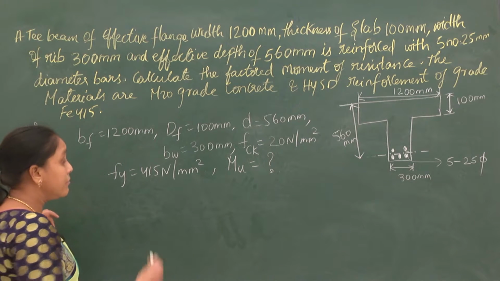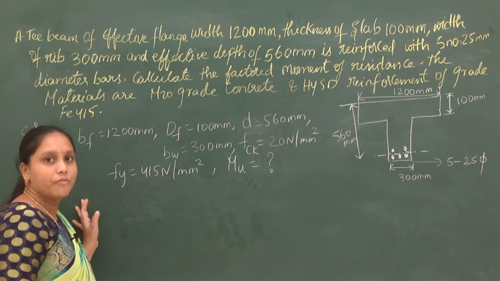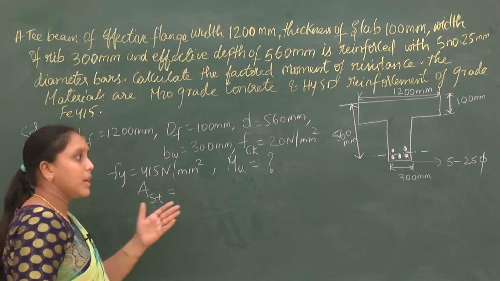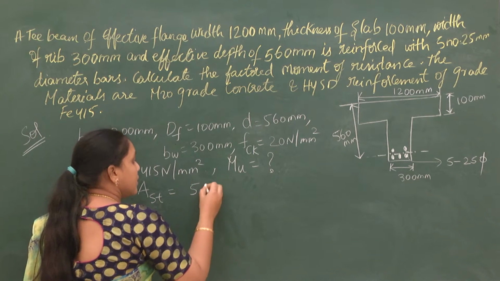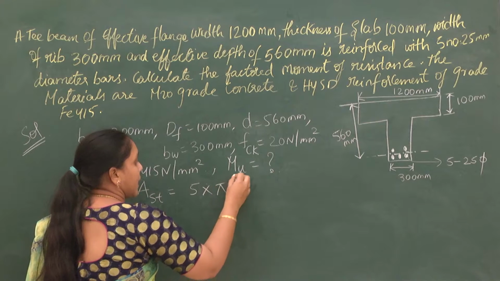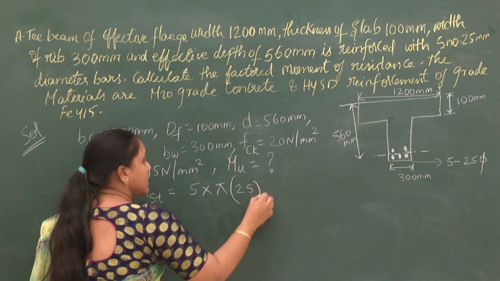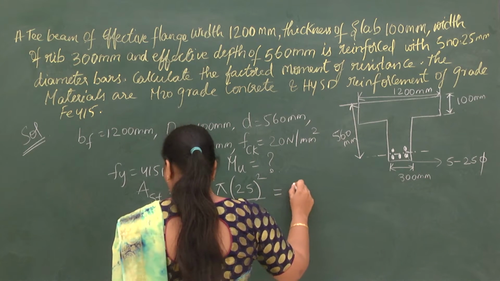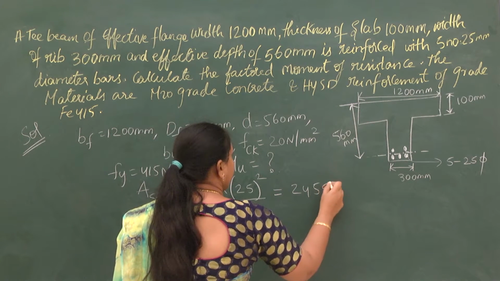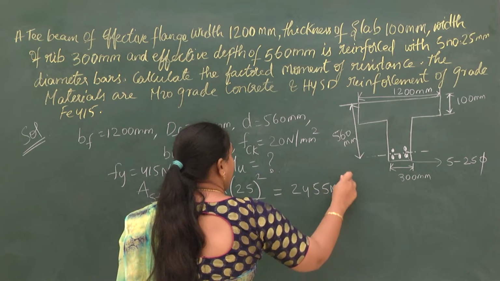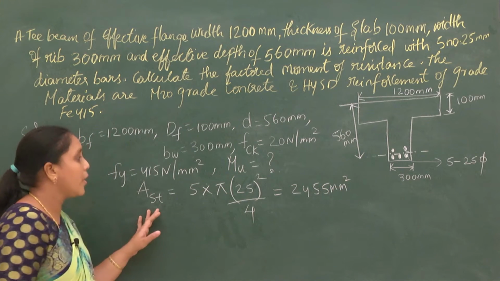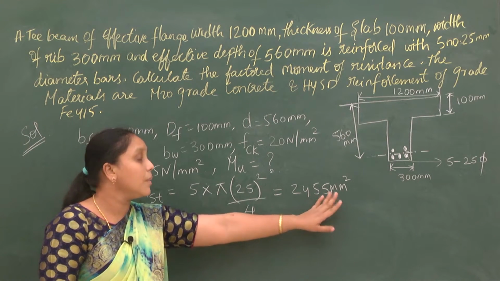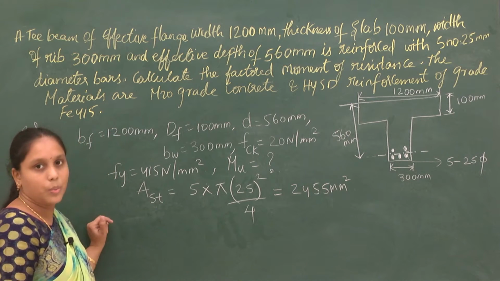So first let us calculate the area of the steel reinforcement, that is Ast. How many bars do we have? 5, into the dia of each bar, 25, pi d square by 4, which will give you a value of 2455 mm square. So the area of the steel is 2455 mm square.